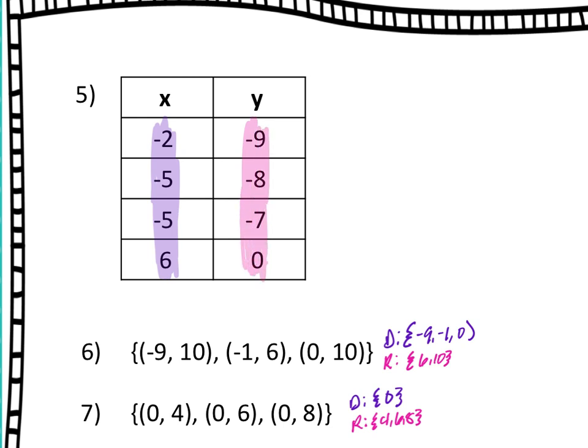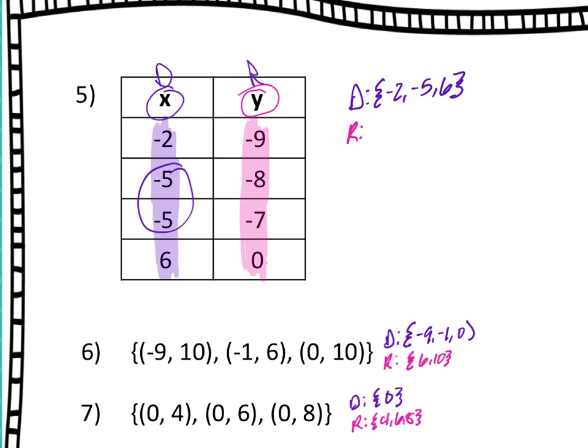Here's my domain, and here is my range, right? It's pretty simple. Here's Y, and here is X. So this is domain, this is range. My domain, if I had to write it out, in order from least to greatest is -2, -5. I only have to write the -5 one time, remember? -5 and 6. And then my range is -9, -8, -7, and 0.